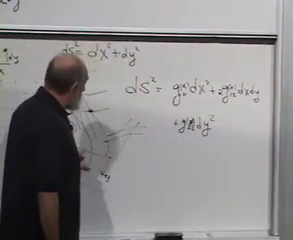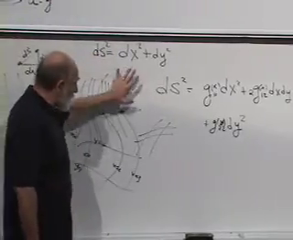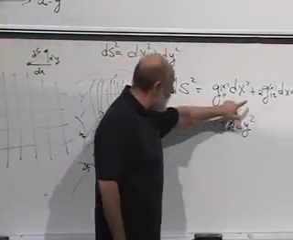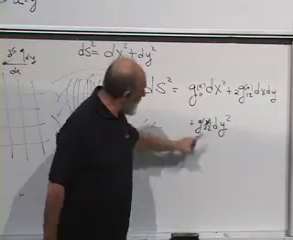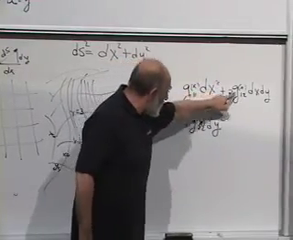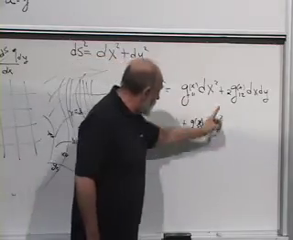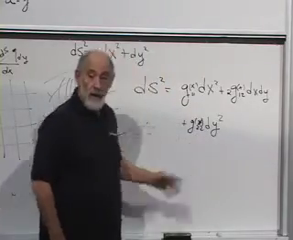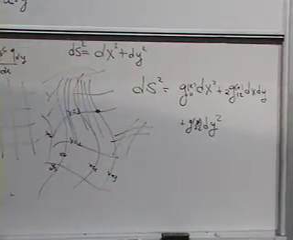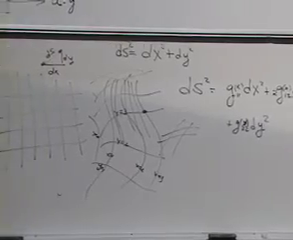But the general formula for general curved coordinates for the distance between 2 points looks something like this. And it contains 3 functions of position: G11, G12, and G22. Those functions are called the metric. And I'm going to show you why that's true.